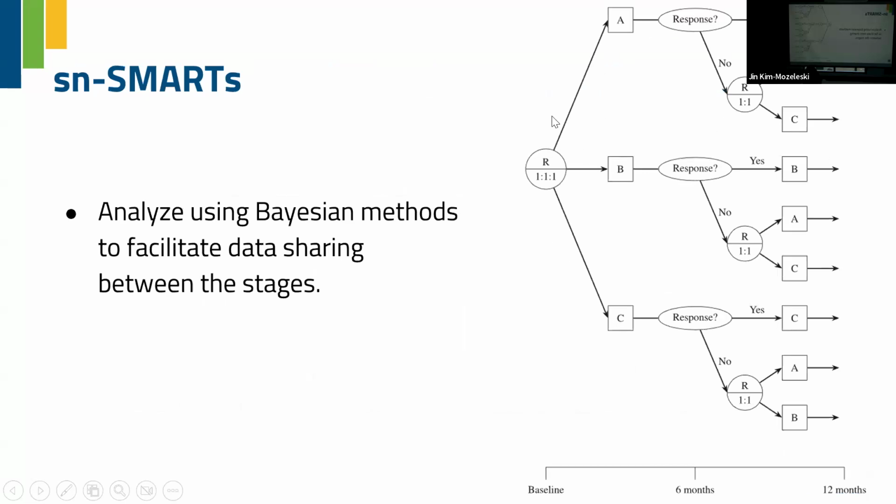So this is the framework from the methods paper for SNSMARTs. So randomized to one of 3 treatments. If you respond, you stay on it. If you don't respond, you get randomized to one of the remaining 2 treatments. So here is 3 treatments rather than the 2 that we had been looking at before. And then the analysis method is Bayesian methods because that really facilitates the data sharing between the different stages.